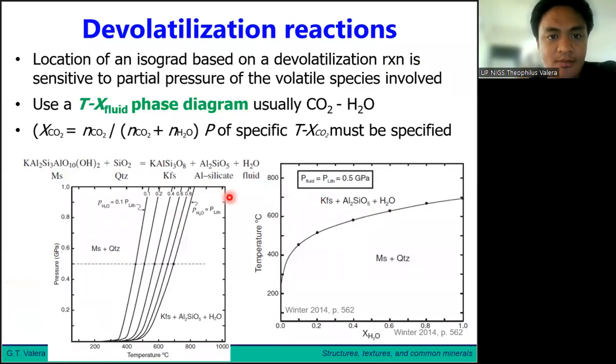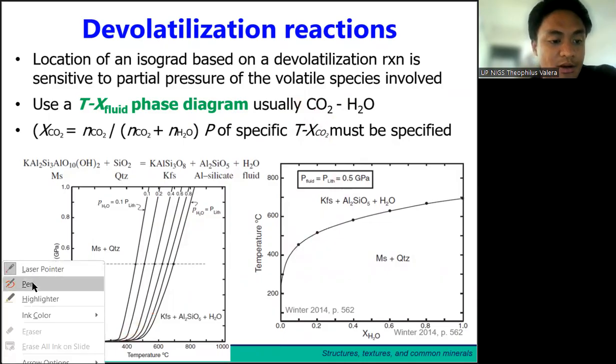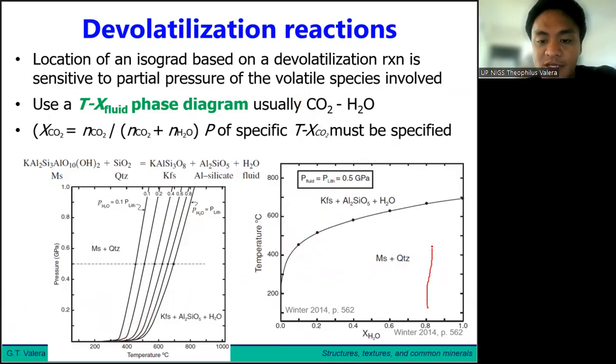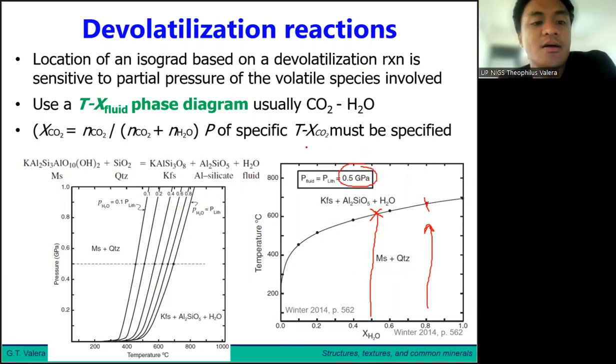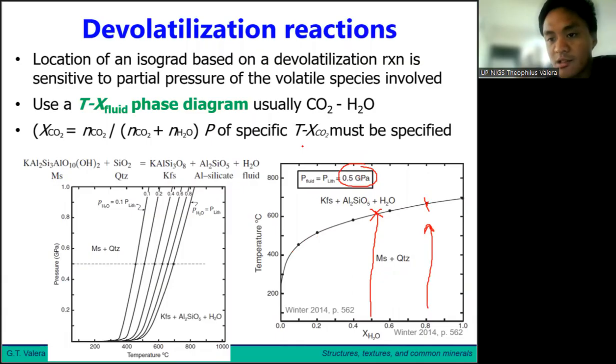Okay, so ano sinasabi ko kanina? So one way kung bakit hindi equal yung pH2O sa pilit is if you have other components like carbon dioxide. So if you have, for example, here, you have 20% CO2, 80% water, ito na yung location ng reaction mo. If you have 50% water, 50% carbon dioxide sa pore spaces, then the reaction will happen here, so on and so forth, at this particular pressure. Okay? So that is one way kung paano siya nadadilute.